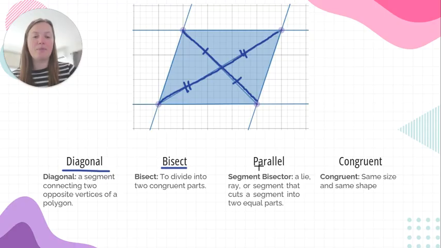Next, remember that parallel means that our lines go on and on forever, and they remain the same distance apart, never to cross. And then lastly, remember that the word congruent means to be the exact same, equal in shape and size. So in this case, our segments that are bisected are congruent to each other. They are equal to each other.